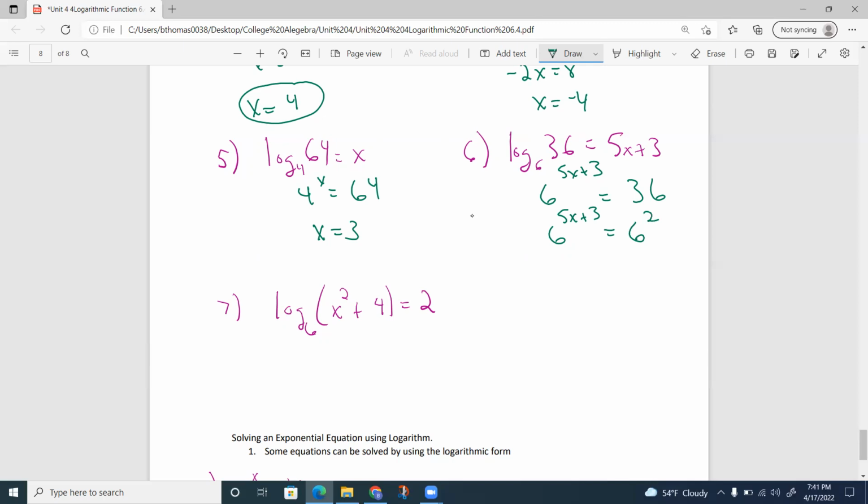Now, since I do have the same base, this is now solvable. Set the exponents equal to each other. 5x plus 3 is equal to 2. So if I subtract 3 on both sides, I'm going to get 5x equals negative 1. Divide both sides by 5, I would get x equals negative 1/5. So that would be the answer to this equation, x equals negative 1/5.